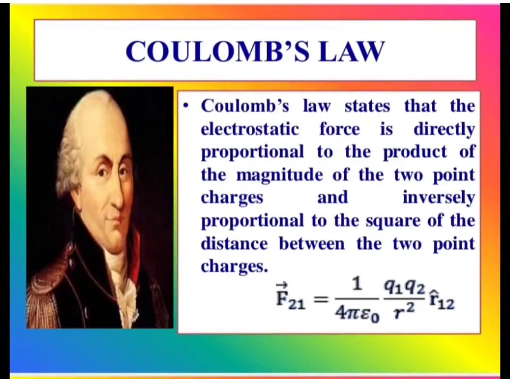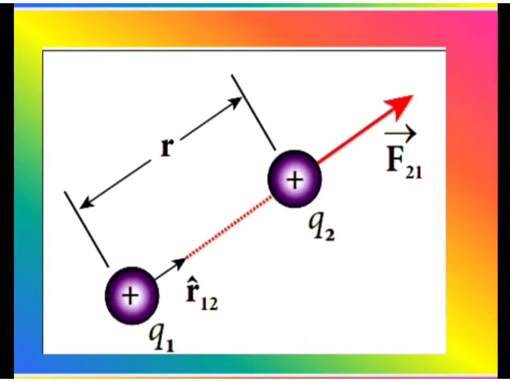Here Q1 represents charge 1, Q2 represents charge 2, and r squared is the square of the distance between the two charges. r12 cap represents the direction vector. So this is a simple explanation of Coulomb's law. The force on charge 2 due to the first charge is represented by the F21 vector. Similarly, the force on charge 1 due to charge 2 is represented by the F12 vector. The distance between the two charges is called r. Here r cap 12 represents the unit vector.